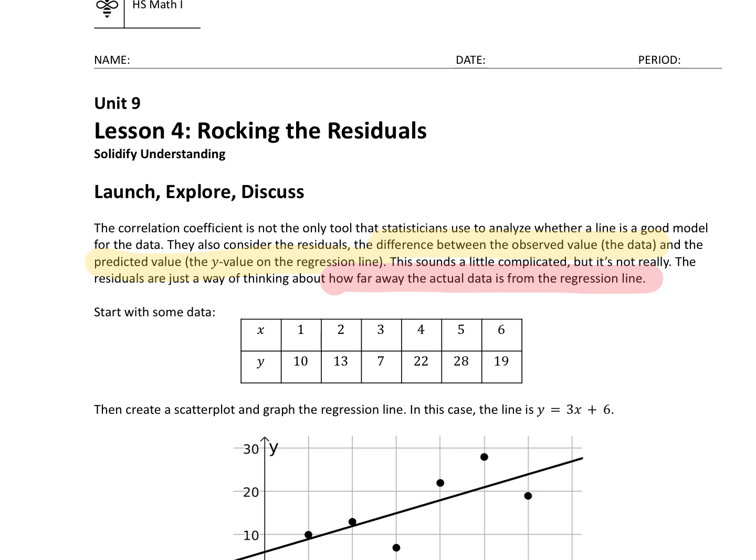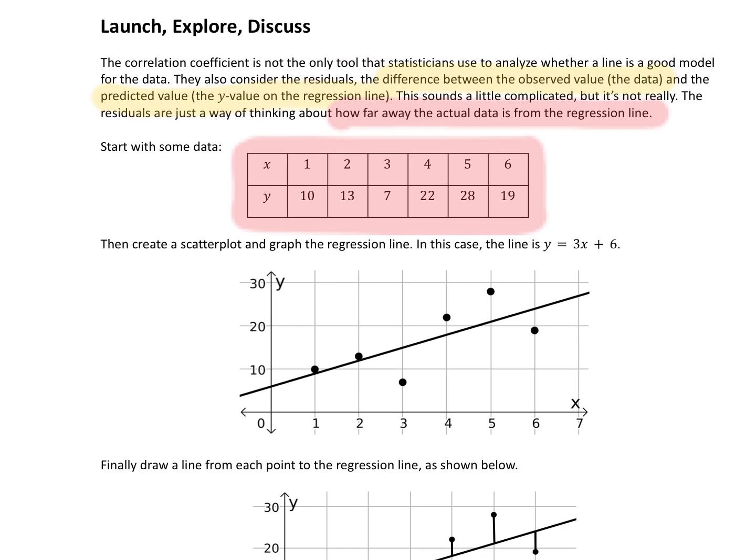So we start with some data. Here's our table of data, x and y values, and we create a scatter plot and graph the regression line. In this case, here's the scatter plot, right? And the line of best fit or regression line turns out to be y equals 3x plus 6.